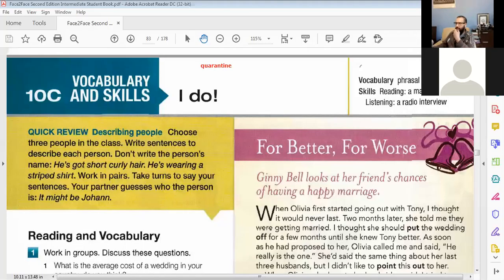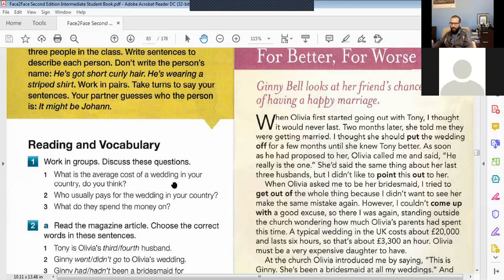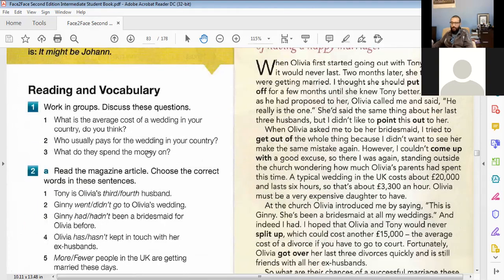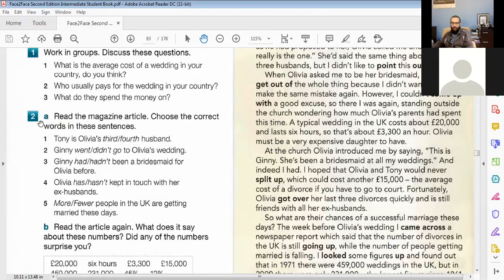Let's talk about the topic that we discussed. If you remember, we talked about marriage. It was a very interesting topic. And we talked about some of the problems or some of the things that are happening in our country when it comes to weddings. We talked about the cost of a wedding, who usually pays for the wedding, and where does the money go. So we talked a little bit about this.